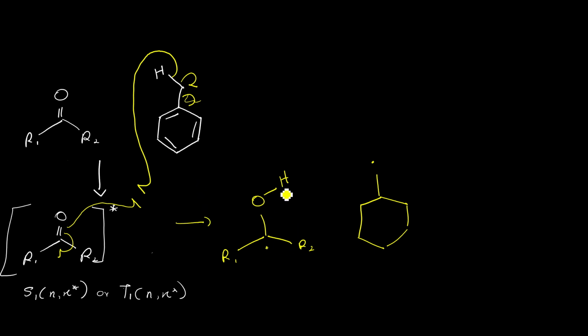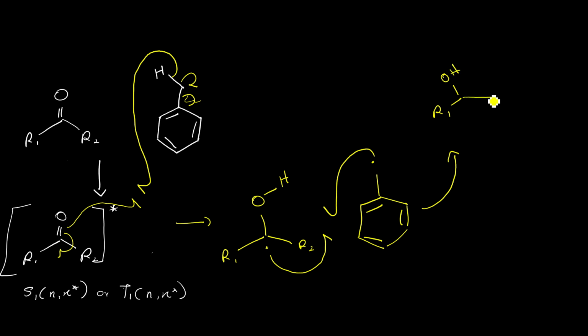Now what happens after this initial process, right? After this initial process, what can happen is a coupling process. These two radicals can come together. We call that a coupling, which gives a structure like this. Okay, this is coupling.